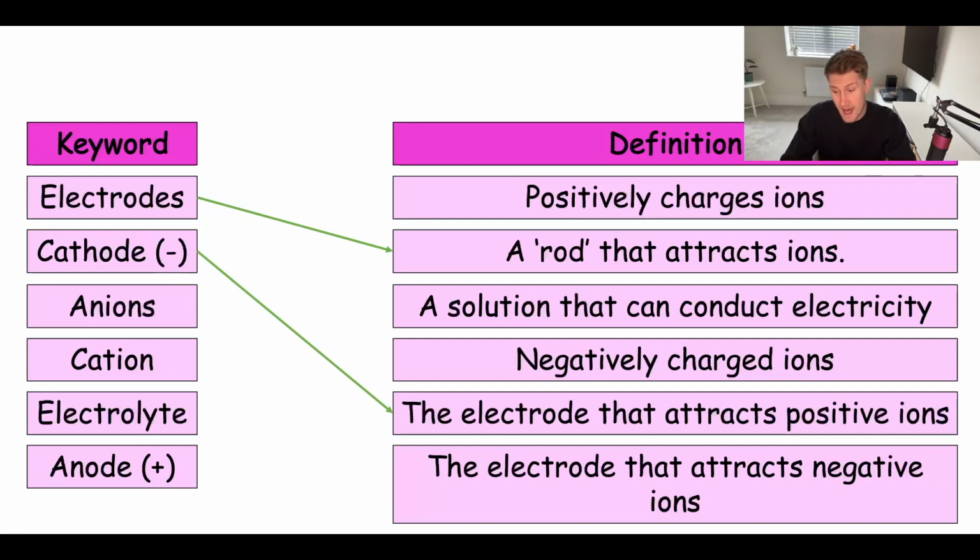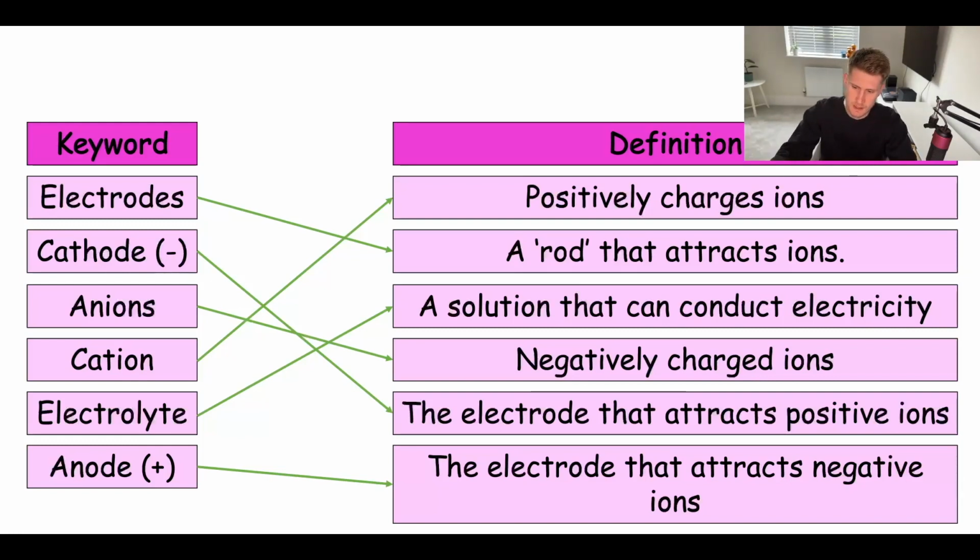Then you've got anions. Anions are negatively charged ions. You're fine to just call them negatively charged ions. You've got cations, which are positive ions. You've got electrolyte, which we've already visited, which is the solution that allows electricity to flow through it. And then finally, the anode, and these are the positive, or attracts the negative ions, the positive electrode. So I'll leave that on the screen for a second, and hopefully you can see the keywords and the definitions next to each other. And these are something you're going to have to keep coming back to, so when I use them in this video, you know what they mean.